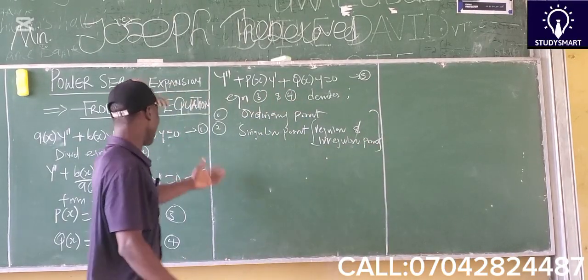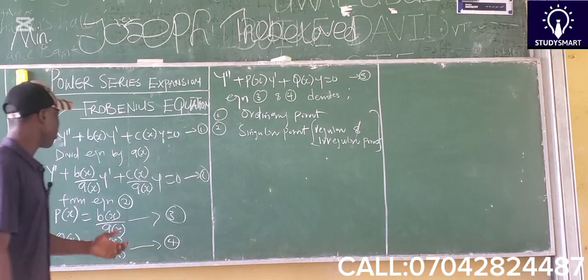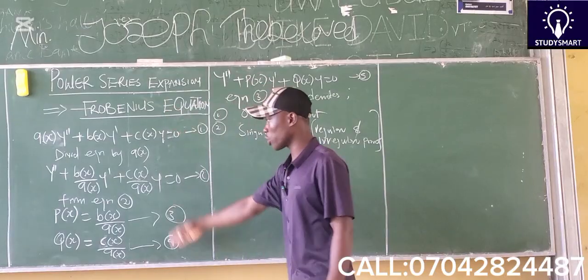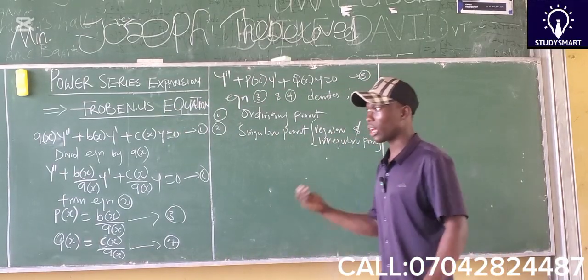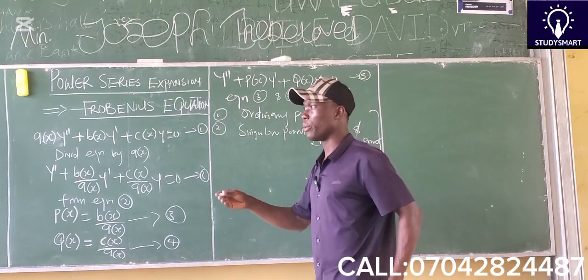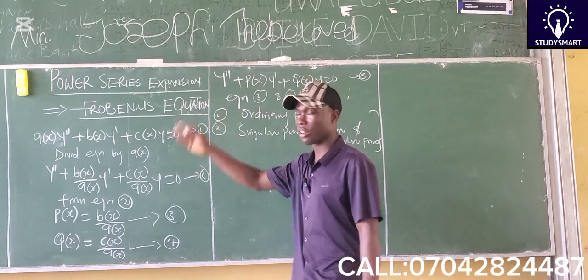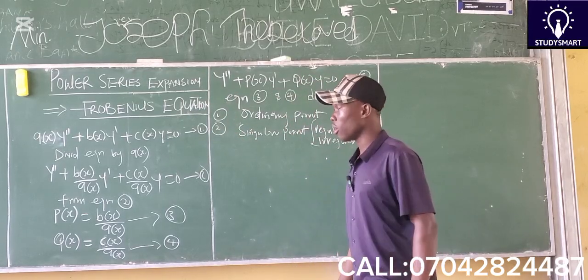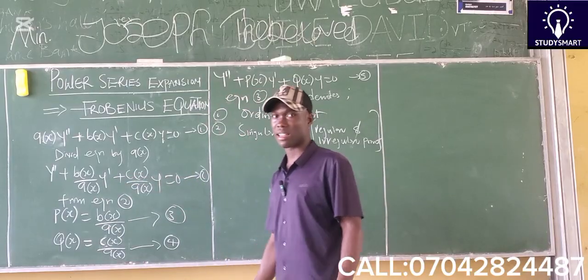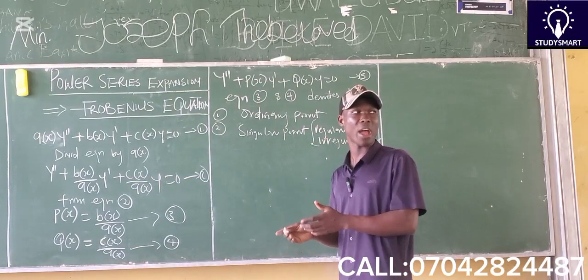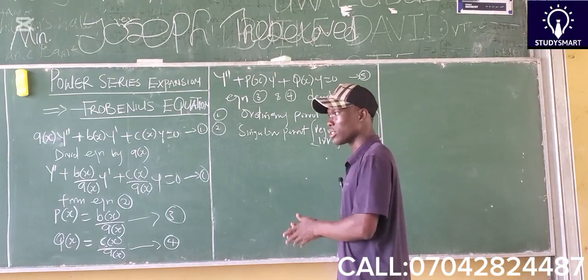Alright, so that's what we use this P of x and this Q of x for. If you are given a differential equation, you have to check, because sometimes you can be given a differential equation without knowing the kind of method to use in solving for or looking for the power series of that equation. That's why we use Frobenius. Frobenius is always used when the point is a singular point.